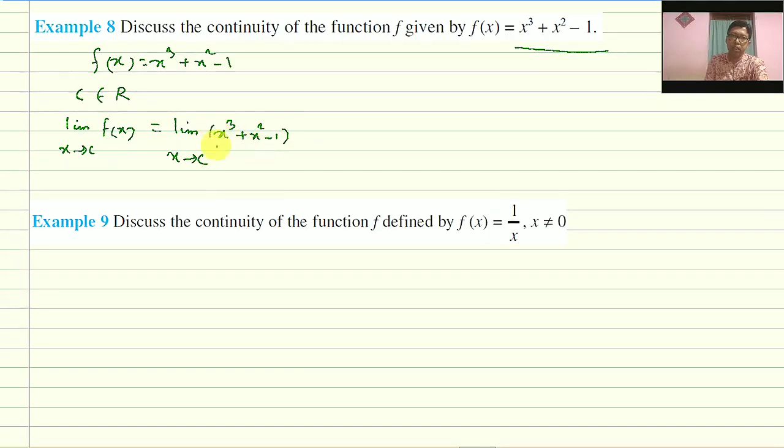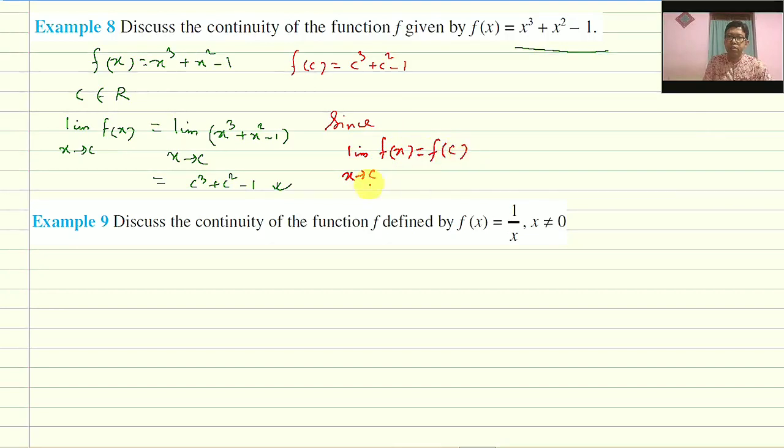That is, you will get here, if you substitute, c cube plus c square minus 1, isn't it? On the other hand, f of c is equal to, f of x is this one, so f of c is equal to c cube plus c square minus 1. Since you see that limit x tends to c of this function f of x is equal to f of c, so for this the function is continuous at x is equal to c. And since c is an arbitrary point taken from R, so the function is continuous everywhere.